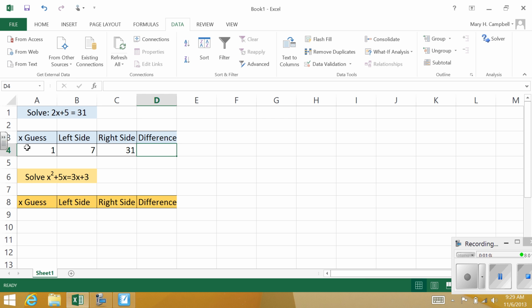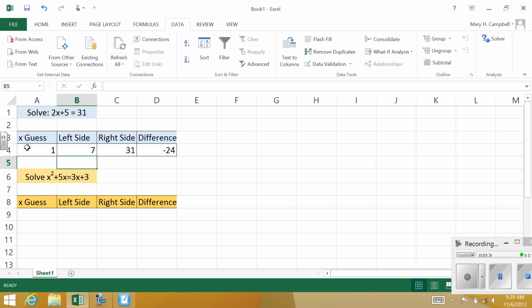Okay, now the weird part you have to remember is the difference. And the difference is going to be the difference between the left side of the equation and the right side of the equation. Our goal is to get that difference equal to 0. Right now the difference is negative 24. We want that to be 0.